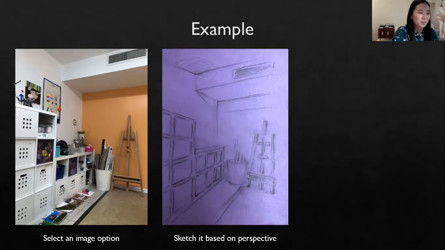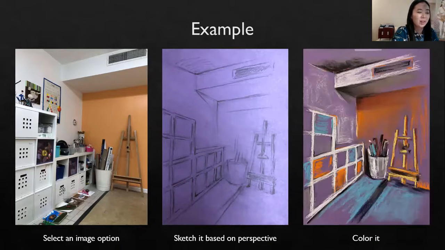And lastly, color it with your color medium, and I use pastel here. So now I will show you how to start 1-point and 2-point perspective drawing. Okay, so let me switch the camera here.